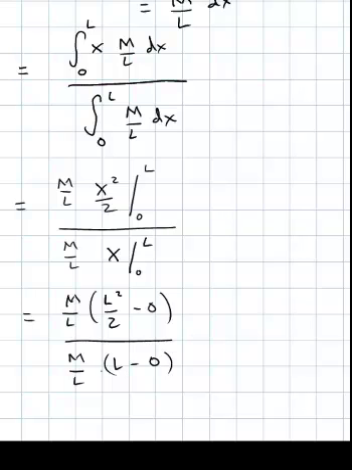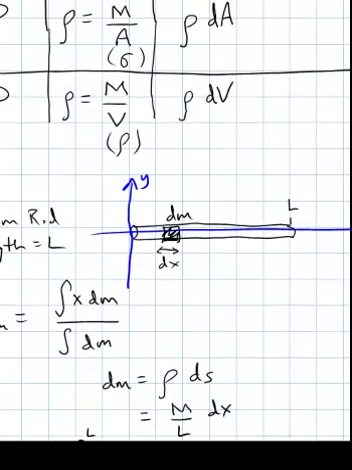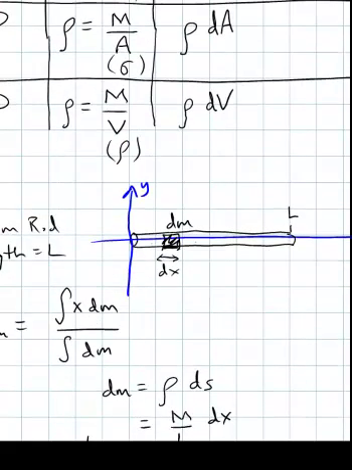And so I have m L over 2 over m. And the m's cancel. And I get L over 2. So that's what we expected. If you come back up here, at x equals L over 2, which is about here, we have our center of mass.